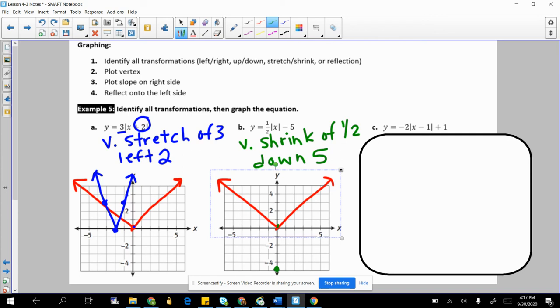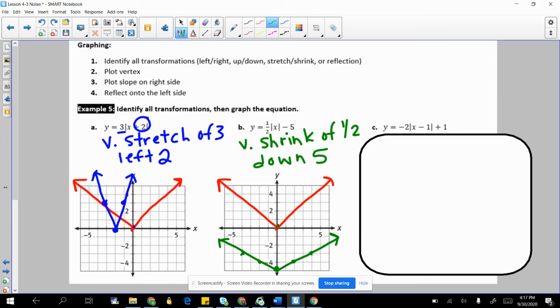And then a vertical shrink of 1/2. So that means I'm going to go up 1 over 2. Up 1 over 2. And same thing on the other side, just going the other way. Kind of mirror that. And this would be your graph. Okay, so it's a little wider because of the vertical shrink and it's moved down.